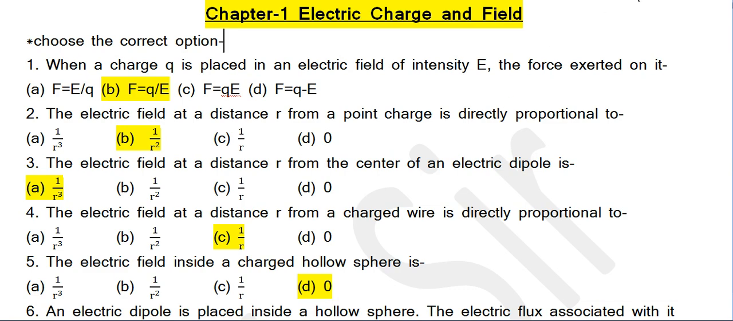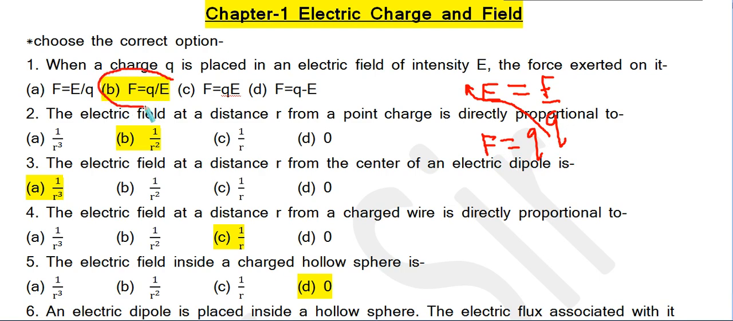Let us see the first question. When a charge Q is placed in an electric field of intensity E, the force exerted on it. We know that the electric field intensity E equals F upon Q. Then the force is F equal to QE, because Q is transposed to the other side. So F equals QE. This option is correct.